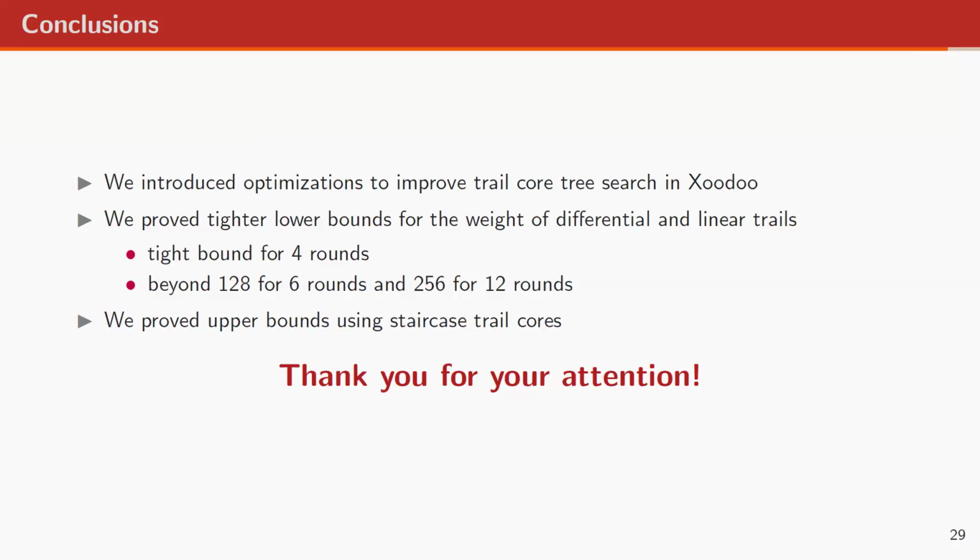And that's all. Just to summarize, we introduced some optimizations to improve bounds for Zudo, and we discussed these special families of staircase trail cores that allowed us to provide upper bounds. Thank you for your attention.